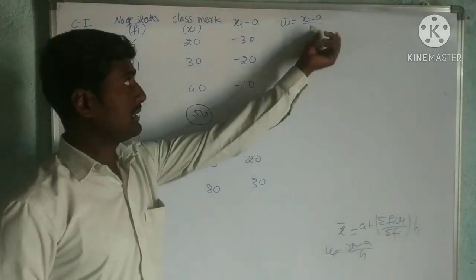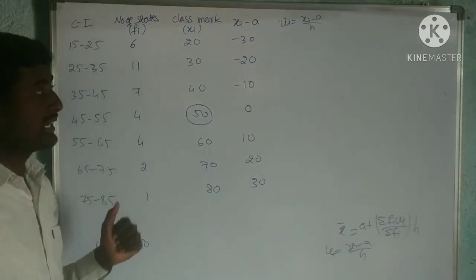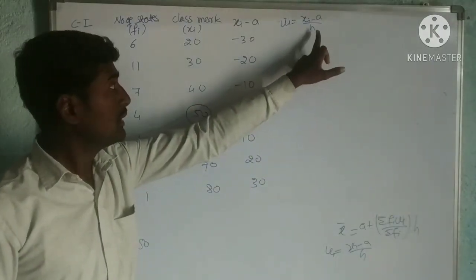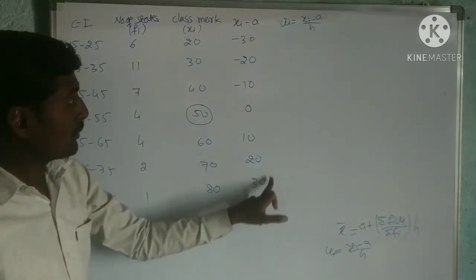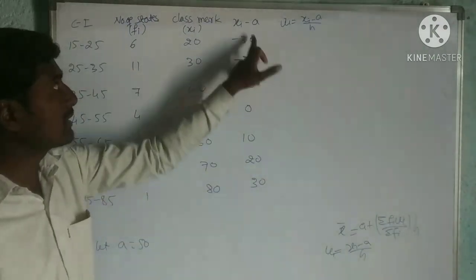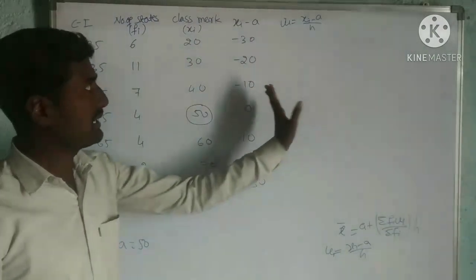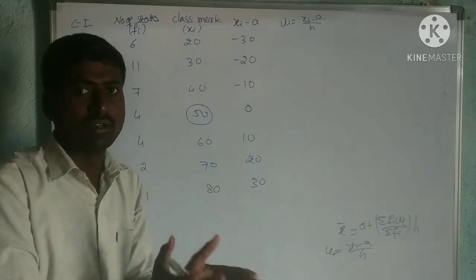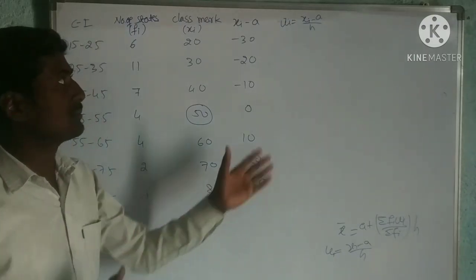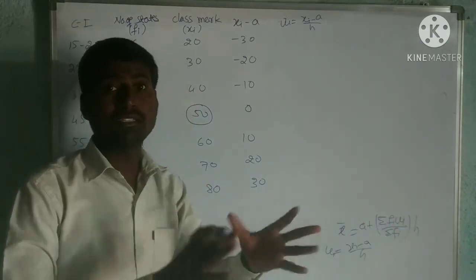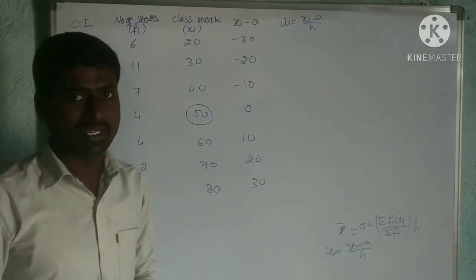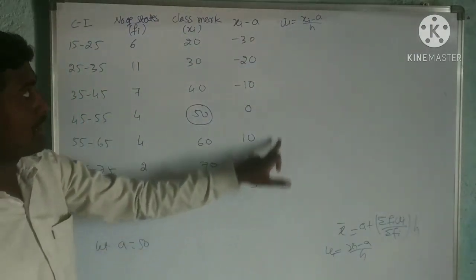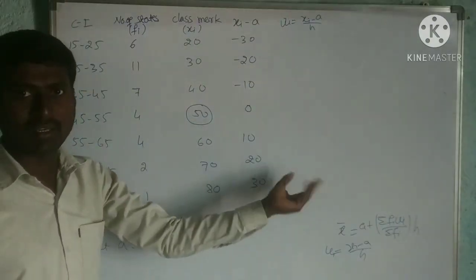Here it doesn't mean that H you take only 10. You can take 1, 2, 3, anyone. But we have to choose the value of H which divides the maximum number of numbers in the column Xi minus A, so that I can get it in an easy way. If Ui is very small, then multiplication is also very easy. If Ui is more, Fi Ui multiplication will be complicated. So we have to choose the H that divides the maximum numbers. You can take H as 1 also, no problem at all, you get the same answer.